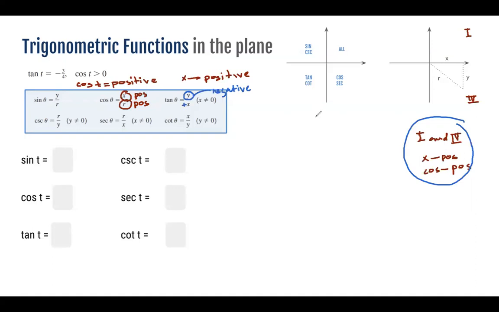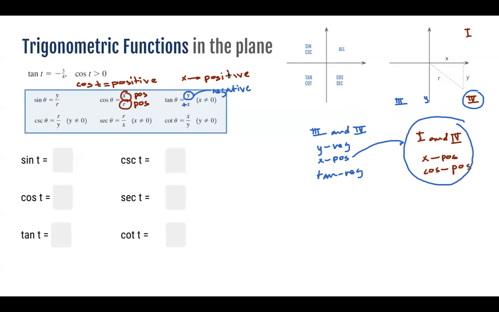So what are the options where the y is negative? Well, that happens in quadrant number 3 and quadrant number 4. Those are the quadrants where the y is negative. So quadrant number 3 and number 4 are the ones where y is negative and the x is positive, making the connection there, and that would make tangent negative.